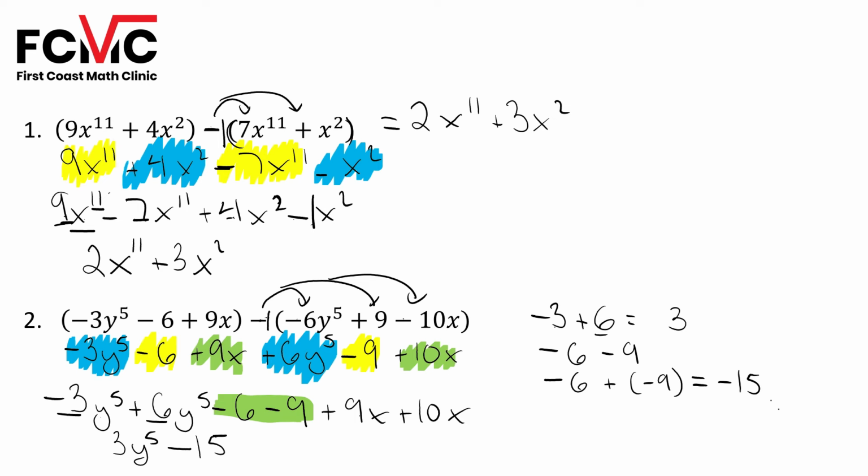And now we've got 9x plus 10x, so we're going to keep the x, and then 9 plus 10 is going to give us 19. So our answer here is going to be 3y to the 5th. I'm going to bring that x in front, plus 19x minus 15 for number 2. Let's do one more example.